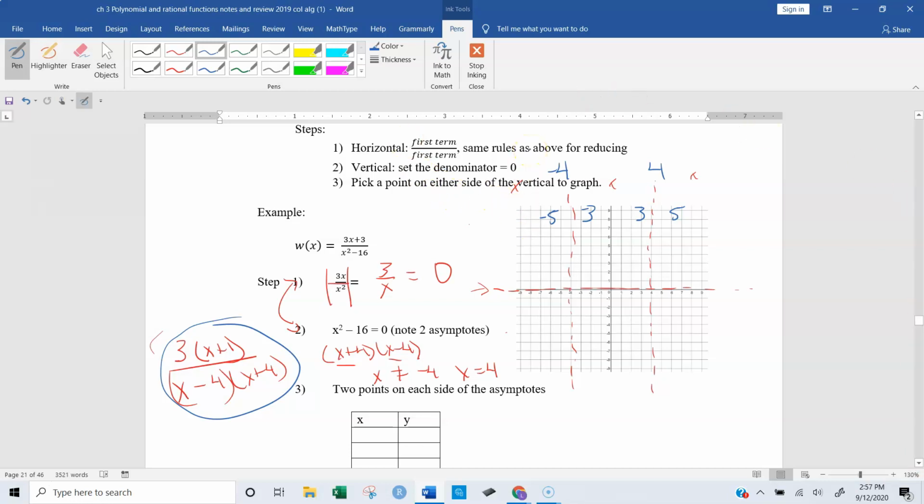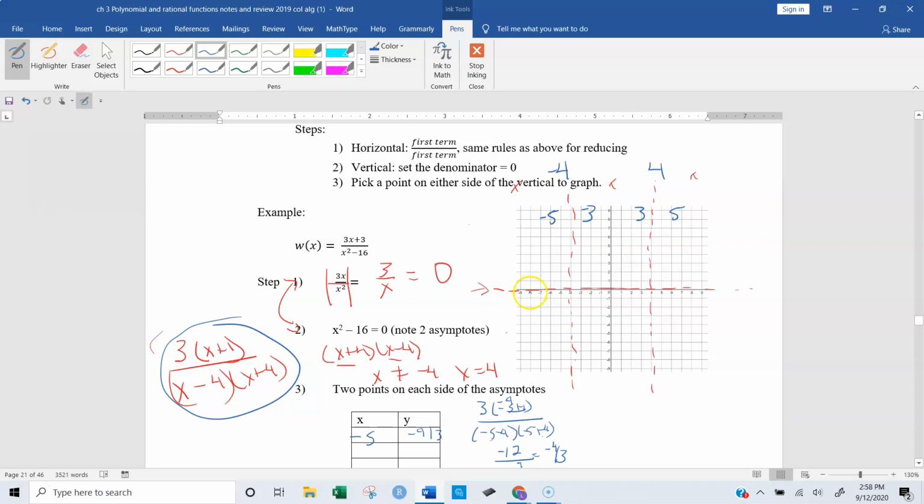So we're going to do -5. So all you're doing is you're plugging in -5 and you're finding y. So let's plug in -5. We have 3 times -5 plus 1 over -5 minus 4 times -5 plus 4. All right, -5 plus 1, that's a -4. So we have -12 over, this is -9 times a -1, over +9, which equals a negative 4/3. So we got a negative 4/3 here.